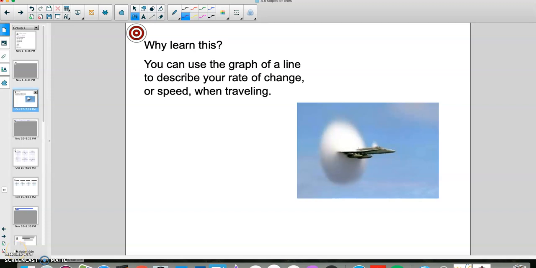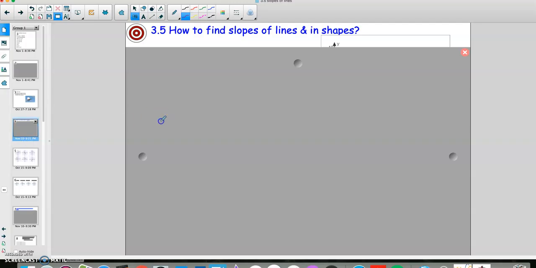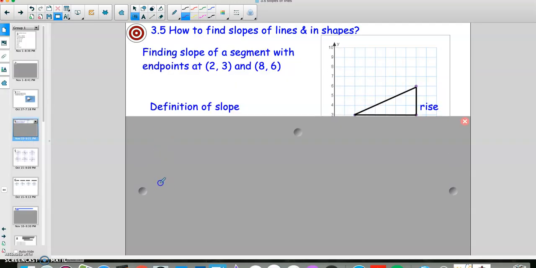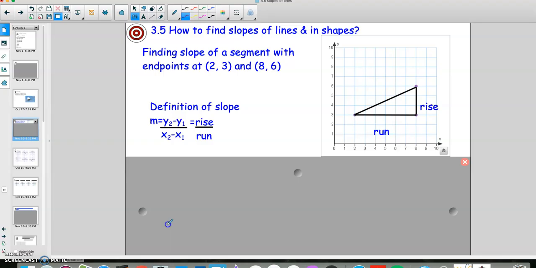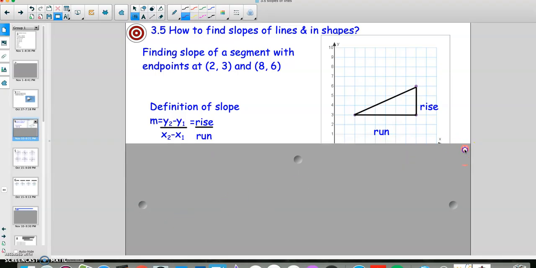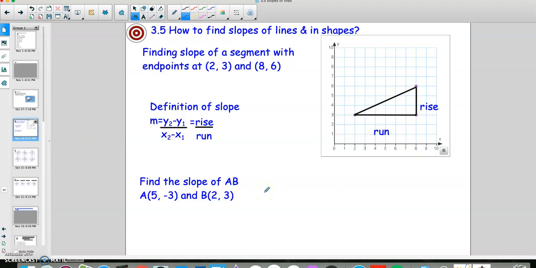All right, we're going to go ahead and start 3.5 today, working with slopes and lines. Why do we learn this? You can use the graph of a line to describe your rate of change or speed when traveling. So finding the slope, remembering from last year in algebra, we have a formula for slope.